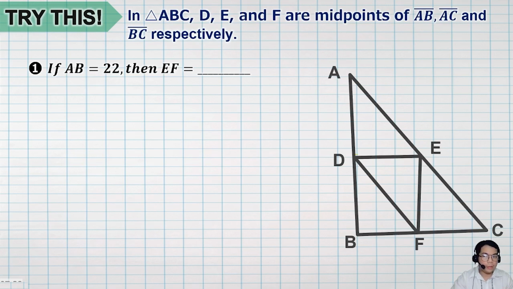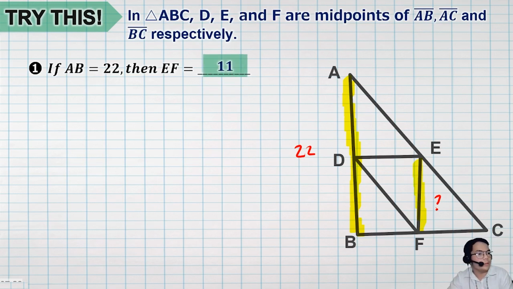If the measurement of line segment AB is equal to 22, now the question is, what do you think is the measurement of EF? Okay, tingnan natin. Will that be equal to 11? Very good. So using the idea of midline theorem, the measurement of the third side is equal to twice the measurement of the midline, o yung kabaligtaran nga nung half daw ng measurement ng third side is yung midline natin.